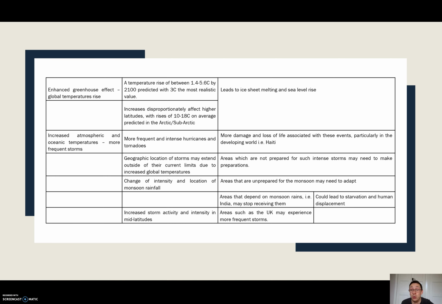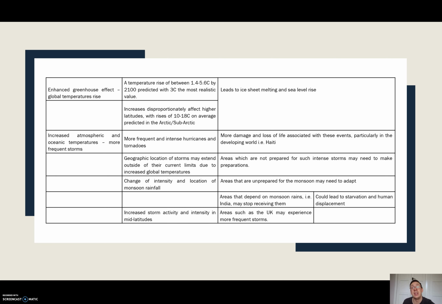If the storms move location, then you're going to find areas that aren't prepared, even in the developed world, having to deal with those types of storms. And they may not have the infrastructure to cope with that. The United Kingdom very much falls into this bracket.